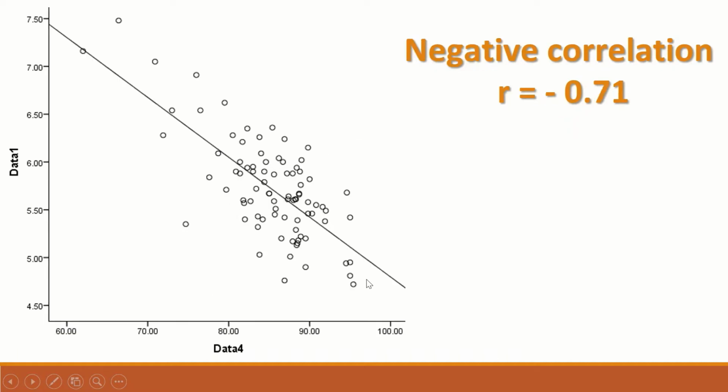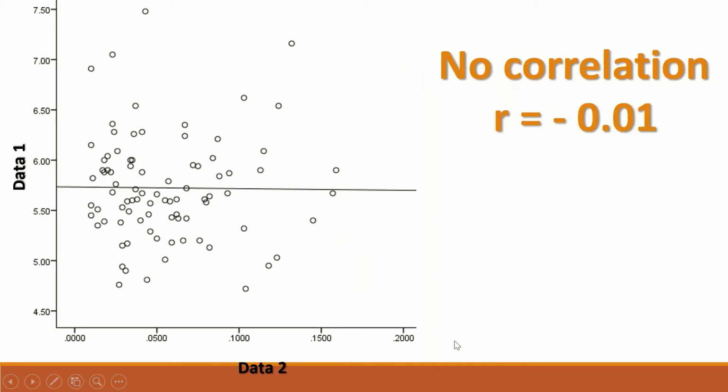Whenever data 1 increases, data 3 increases. The next graph shows an inverse relationship between data 1 and data 4, and the R is equal to minus 0.71, as there is a strong but negative correlation between data 1 and data 4. Increase in data 1 is associated with decrease in data 4.